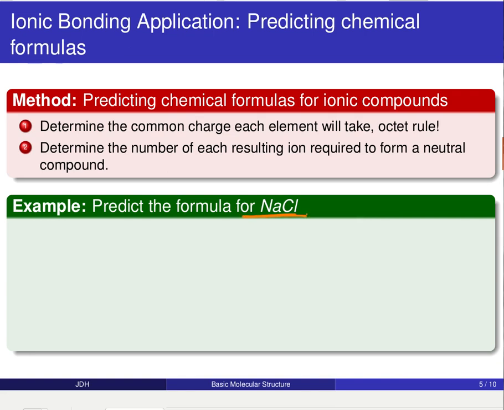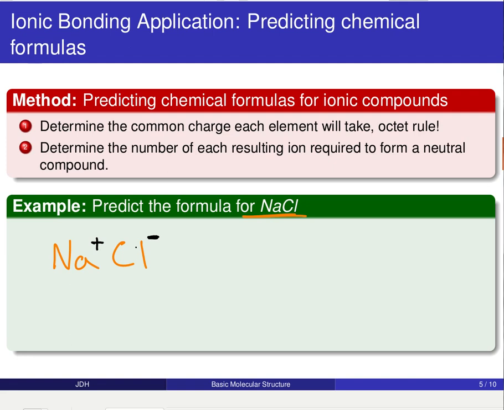So step one says, we're going to look at sodium chloride, and we want to determine the common charge that each element will take following that octet rule. Well, if you go back to that periodic table, sodium is going to want to look like neon, and it's going to want to take a positive charge. So I'm going to put the charge up here in black, and then chlorine is going to want to, once again, look like a noble gas, grab one additional electron to do so, and it'll have a negative charge. And so we've formed a Na plus and Cl minus.